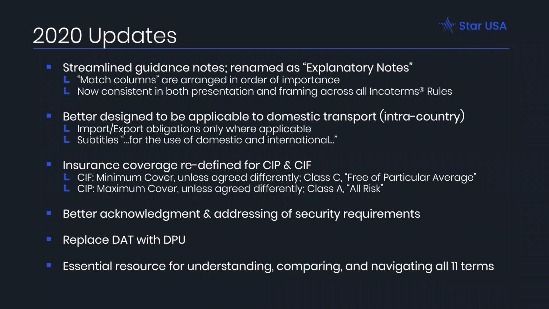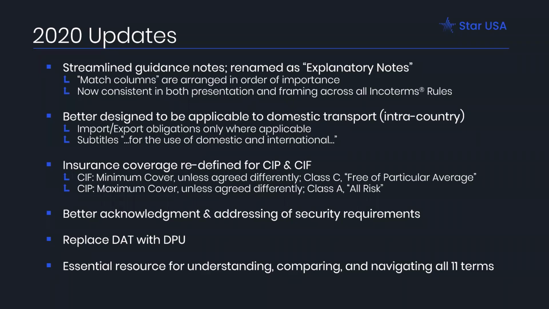They also redefined the insurance coverage for CIP and CIF. CIF now has a minimum cover requirement unless otherwise agreed differently elsewhere in the contracts. Minimum cover is also Class C or free of particular average. And CIP is now a maximum cover default understanding unless agreed to elsewhere in the contracts, which is a Class A or all risk coverage. CIP for containerized cargo, CIF for waterway only break bulk cargo.